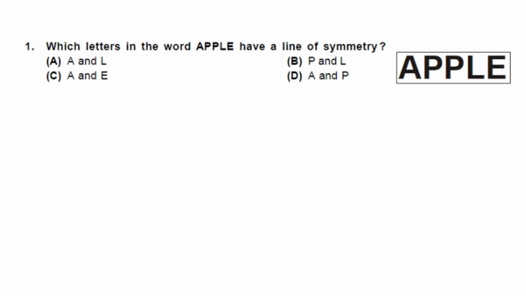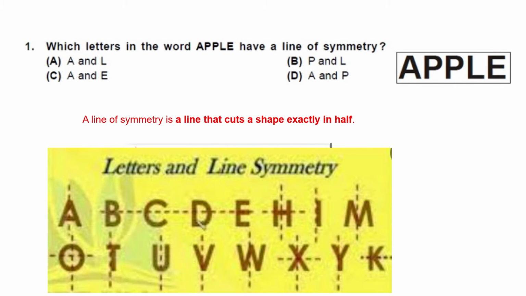Well, let's see what is a line of symmetry. A line of symmetry is a line that cuts a shape exactly in half. These are some of the alphabets which have a vertical or horizontal line of symmetry. So if these are the letters with a line of symmetry, A and E are the letters in apple that have the line of symmetry. Hence our right answer is option C.